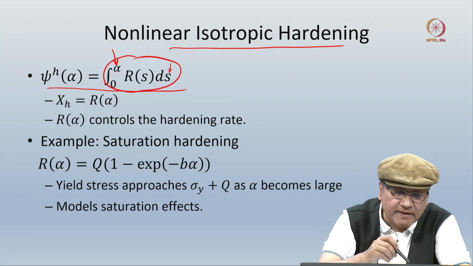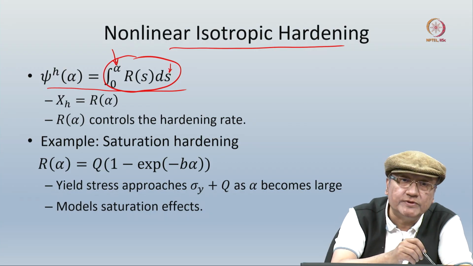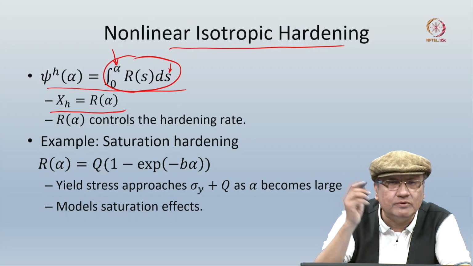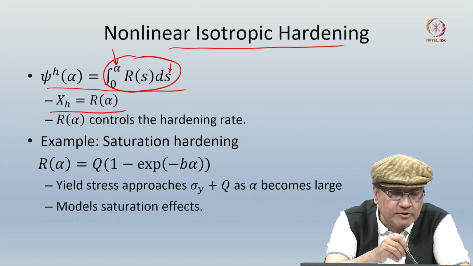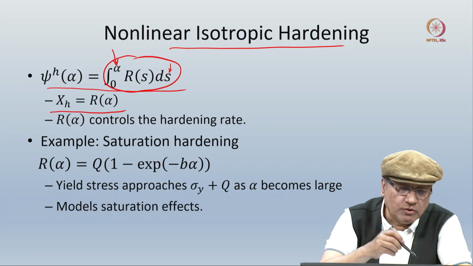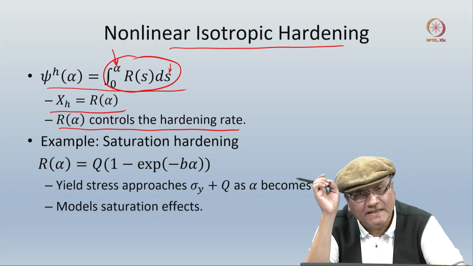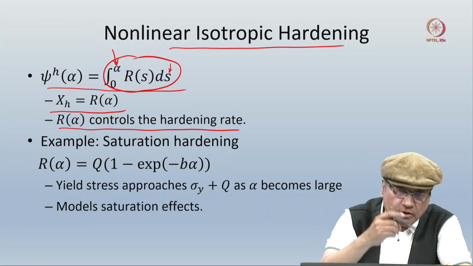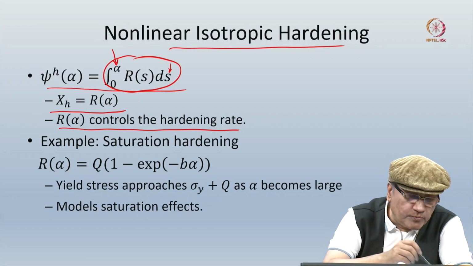So, r is a function of the hardening variable. If you differentiate this with respect to alpha, you will get nothing but xh equal to r alpha, the alpha that happens at the upper limit. So, r alpha controls the hardening rate, and so xh is also r alpha here. Now, we have to actually construct a form for r alpha.